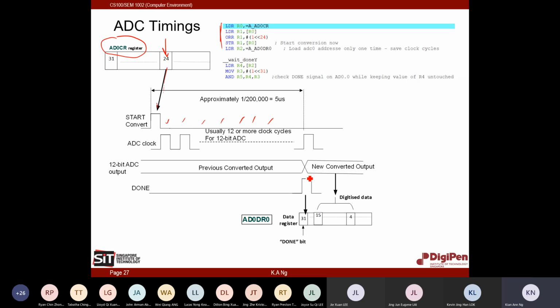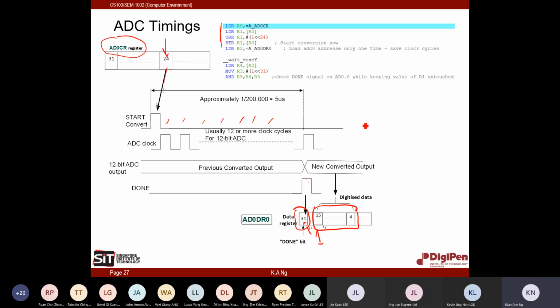And then when it's done, it will toggle a signal called done, and your code has to keep reading this bit without affecting the rest of the bits. So the moment bit 31 is a 1, you can then write your assembly code to go and read bits 4 to 15 to read the converted result. Okay, clear about that? So this is the sequence.